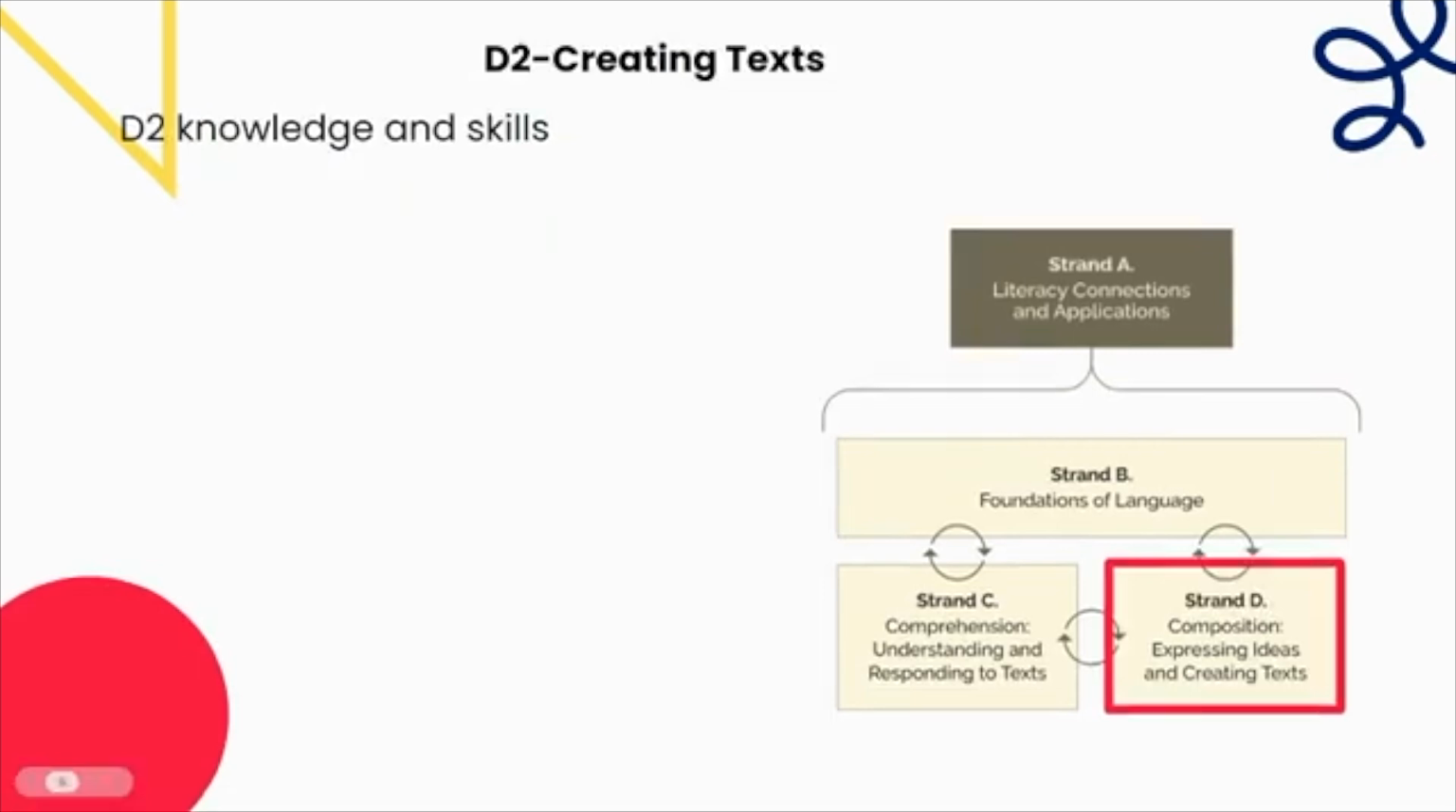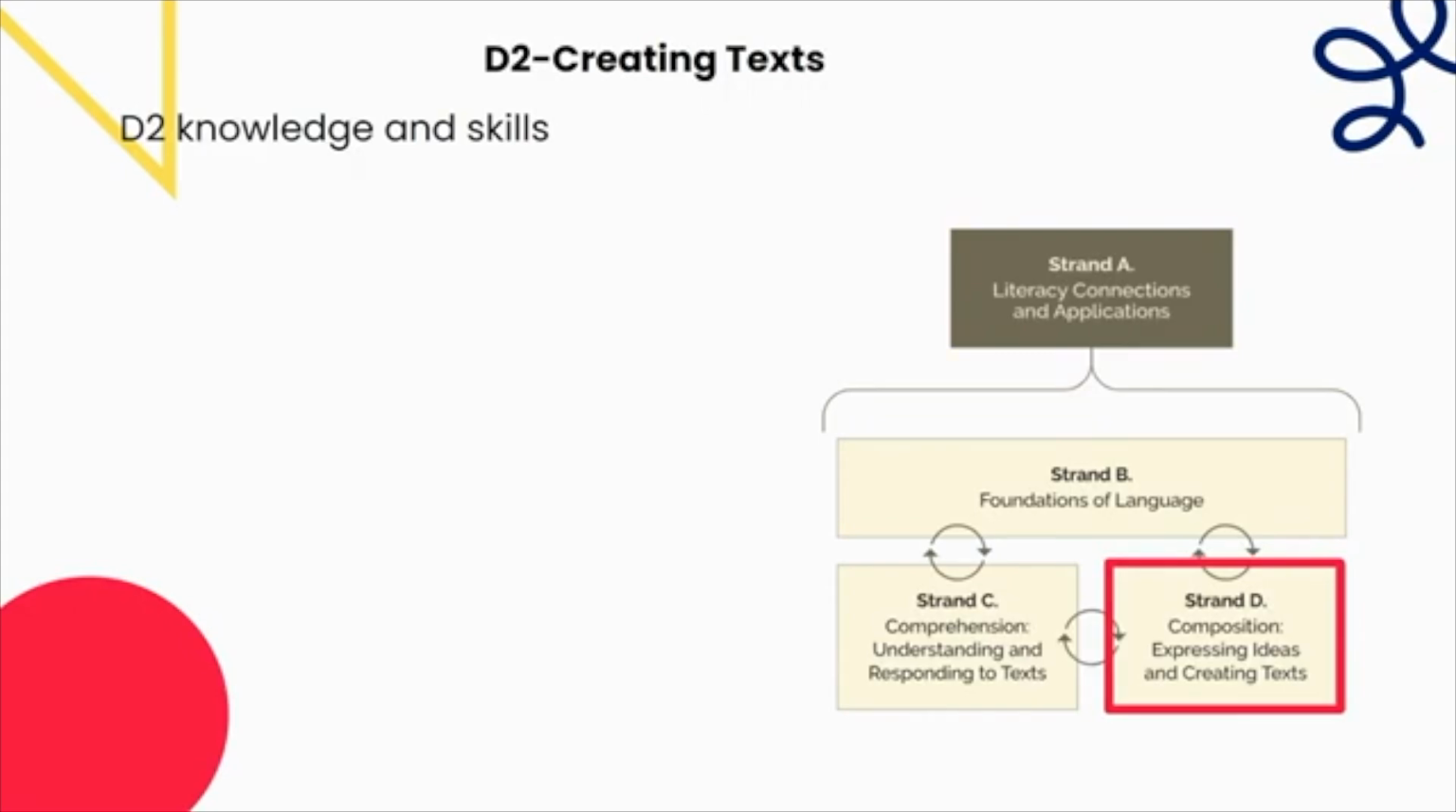Overall expectation D2, creating texts. Students will apply knowledge and understanding of various text forms and genres to create, revise, edit, and proofread their own texts using a variety of media, tools, and strategies, and reflect critically on created texts.